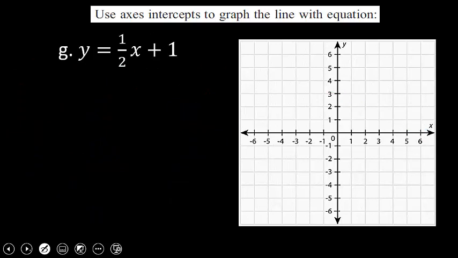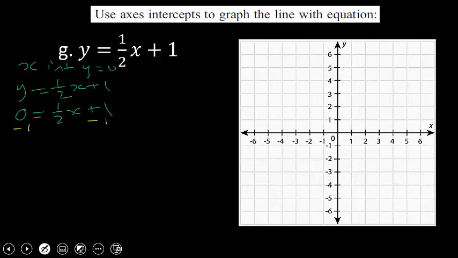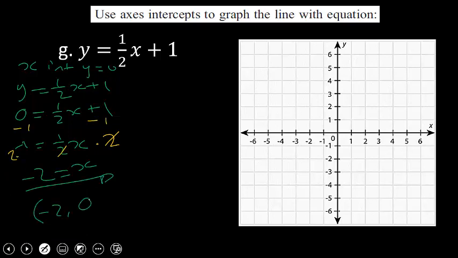G, y equals a half x plus 1. For my x-intercept, y equals 0. Y equals 1 over 2x plus 1. 0 equals 1 over 2x plus 1. So my x is positive, I'm going to keep it. Let's move the 1 to the other side. Minus 1 equals a half x. Get rid of the 2, so those 2 cancel out. Multiply by 2 on both sides. Minus 2 equals x. So my coordinate is minus 2, 0. And that's that point there on the x-axis.